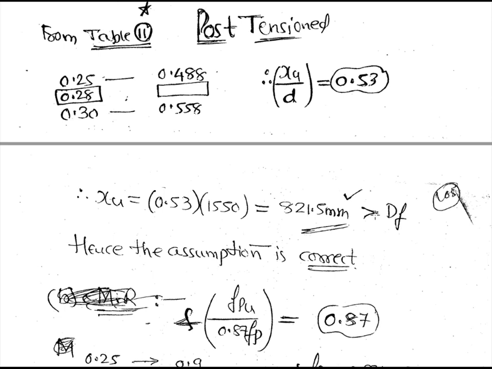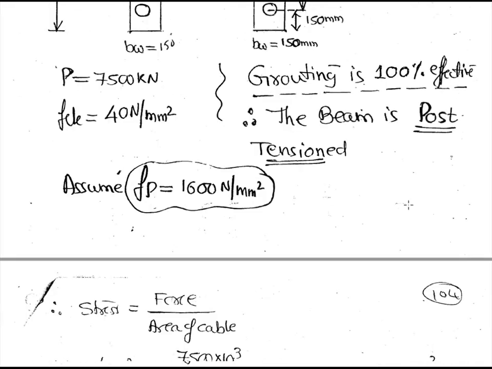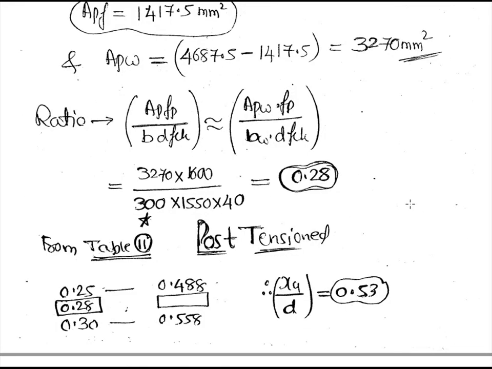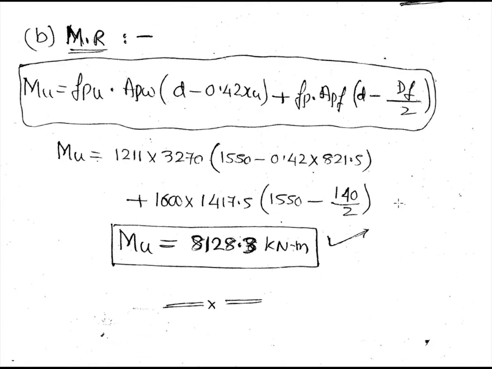Depth of flange ಎಷ್ಟಿತ್ತು? 140 mm. Alright. So after getting these two values, substitute the values in this formula, the second formula. Moment of resistance Mu is equal to FPU APW into D minus 0.42 XU plus FP APF into D minus DF by 2. Substitute the values and get the answer.